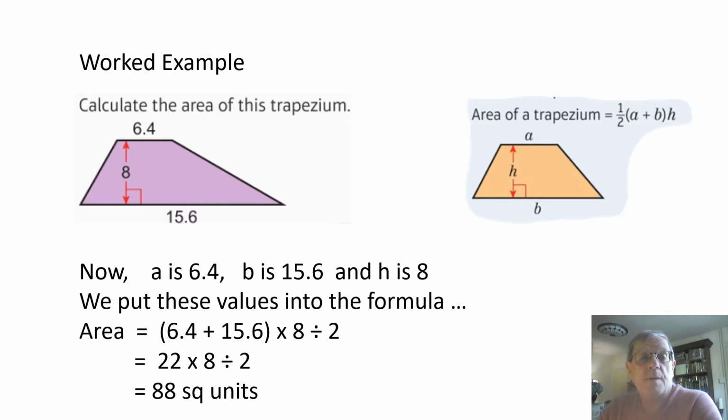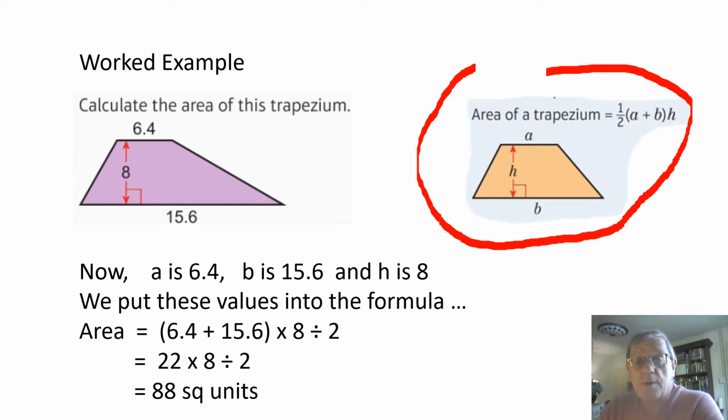Worked example. Calculate the area of this trapezium. On the right, I've got the rule for those who can't remember it already. The short side, or a, is 6.4. b, the long side, is 15.6. And the height, the distance between them, is 8. Putting these values into the formula gives me area is (6.4 plus 15.6) times 8, divided by 2, which gives me an answer of 88 square units.